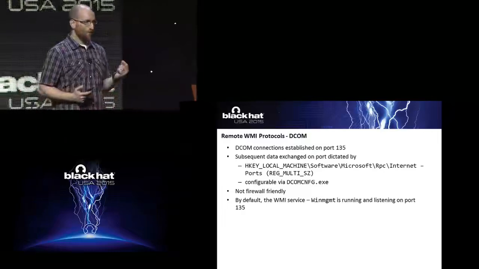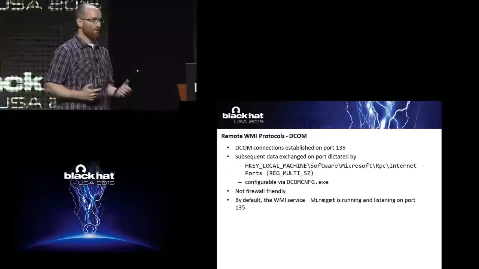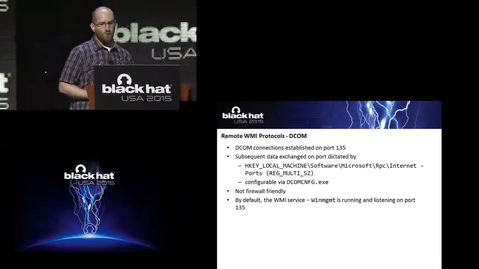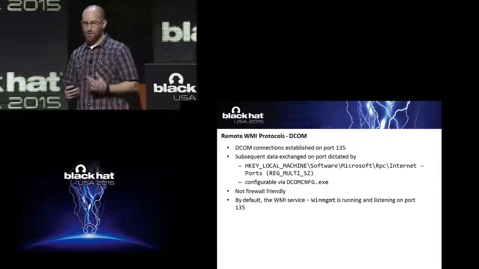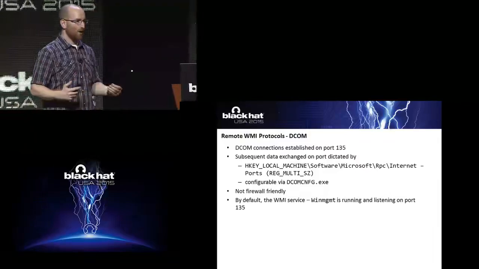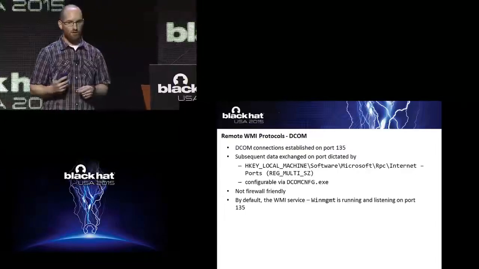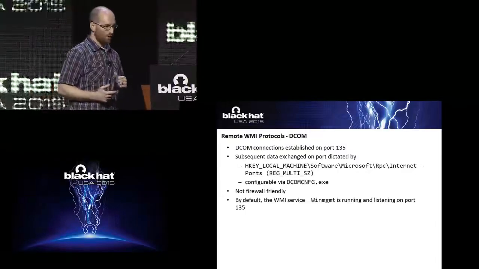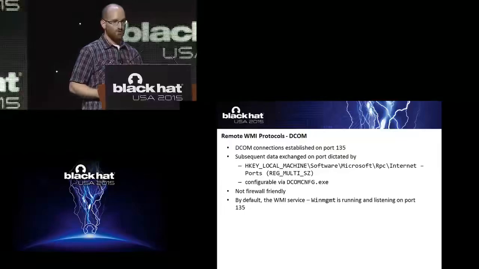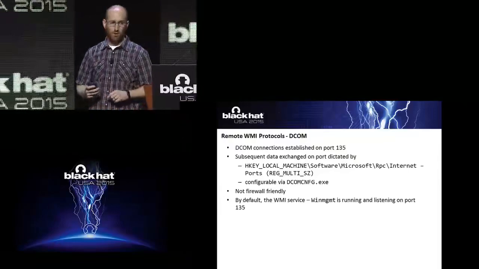All right, so the protocol that's been around forever that is still likely listening on every single one of your systems is DCOM, TCP port 135. Port 135 is used to establish an initial connection, and then all subsequent data is passed via a secondary TCP port number specified in the range that you see here in this registry key. You can actually use DCOM config or just modify the registry entry directly to have it only use a single port, so that you can maybe make it a little more firewall friendly.